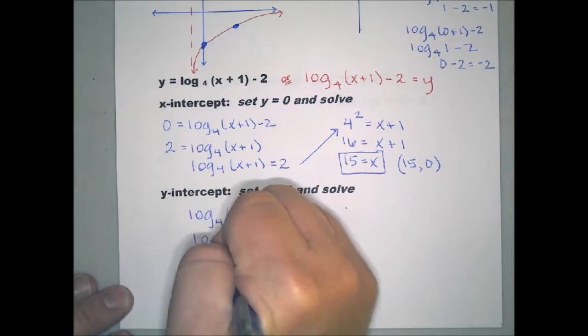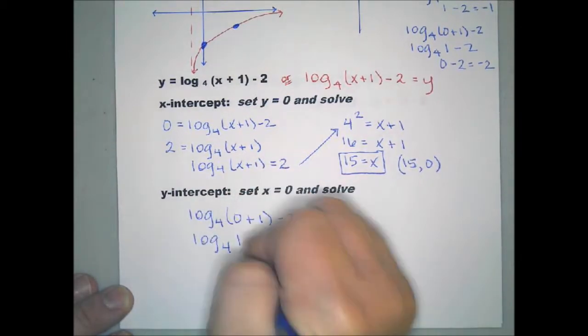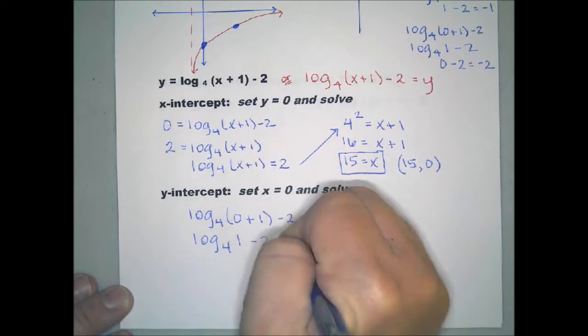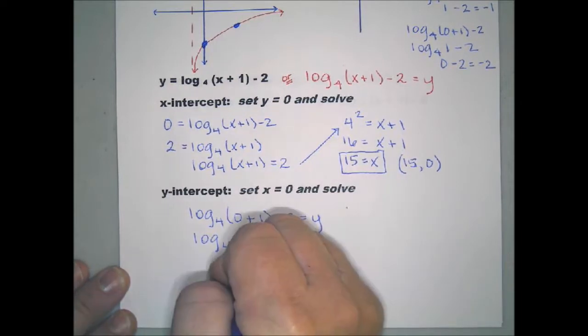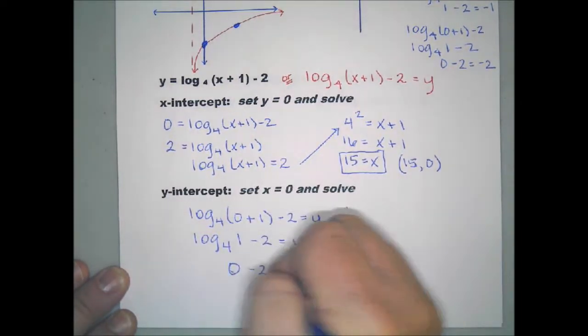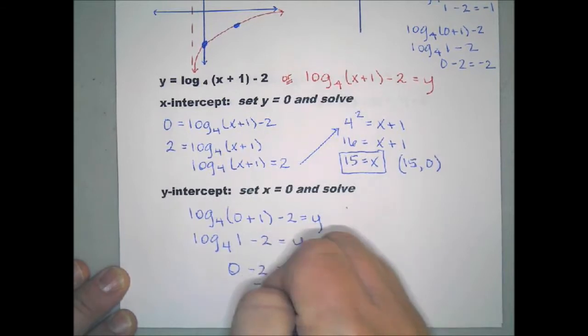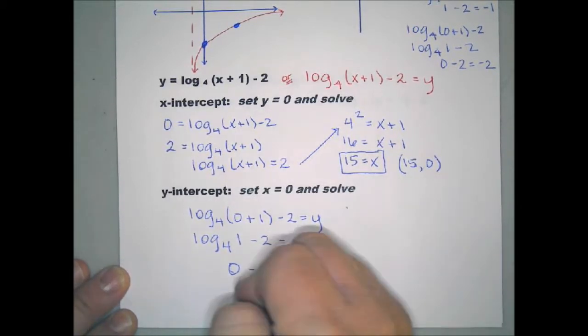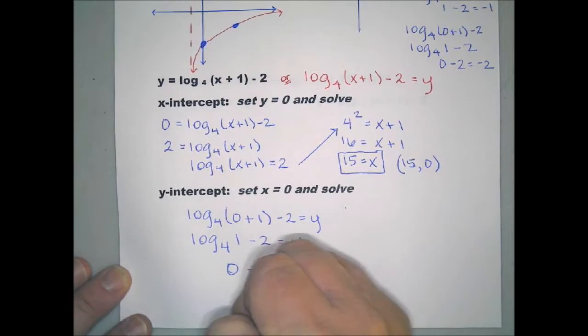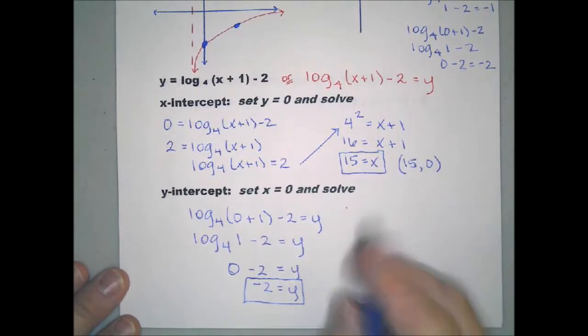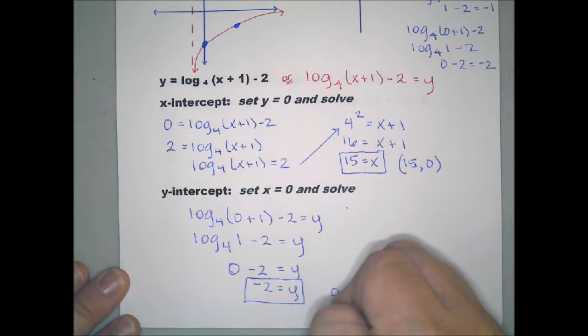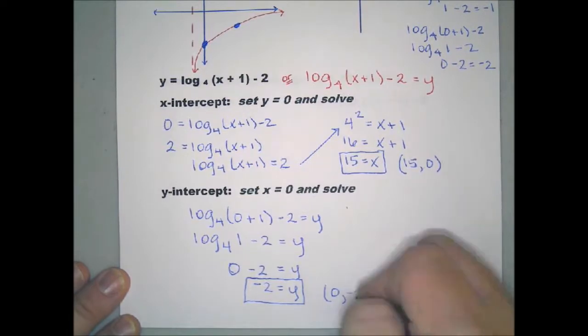Okay, start evaluating. Log base 4 of (0 plus 1, which is 1) minus 2 equals y. So what is log base 4 of 1? Well, what power turns the number 4 into the number 1? And that is the power of 0. So 0 minus 2 equals y, negative 2 equals y. So that's the y-intercept. In ordered pair format, the y-intercept happens when x equals 0, so (0, negative 2).